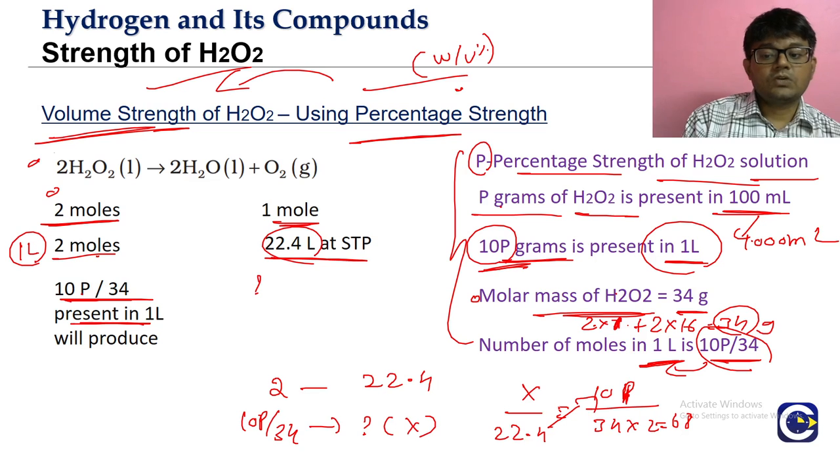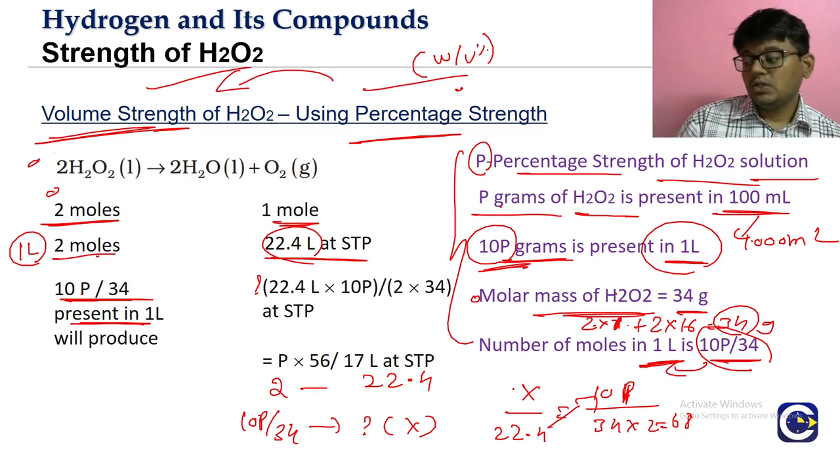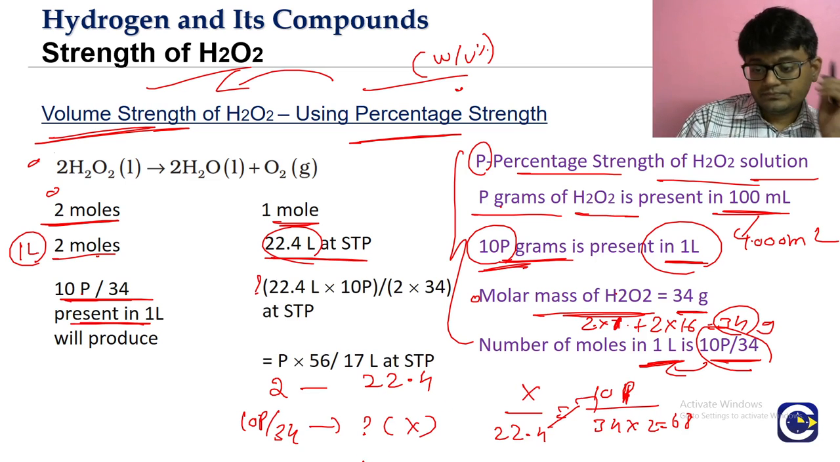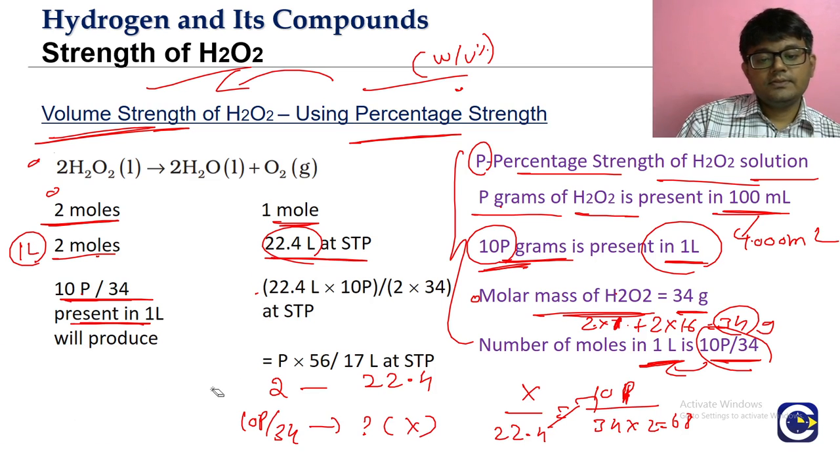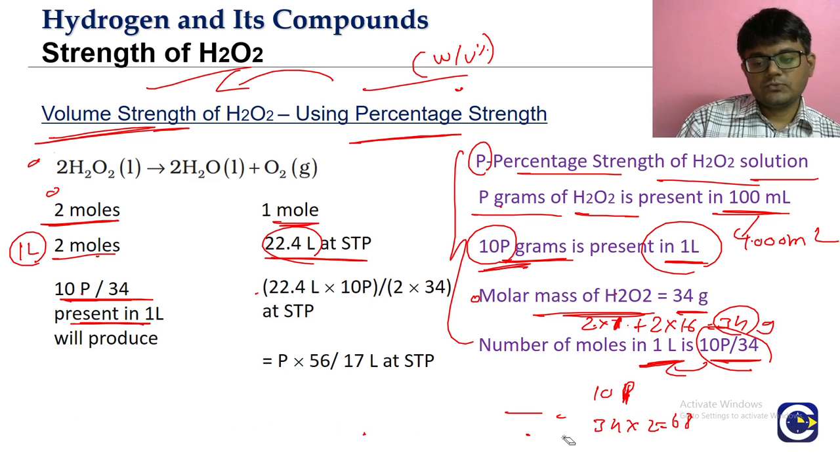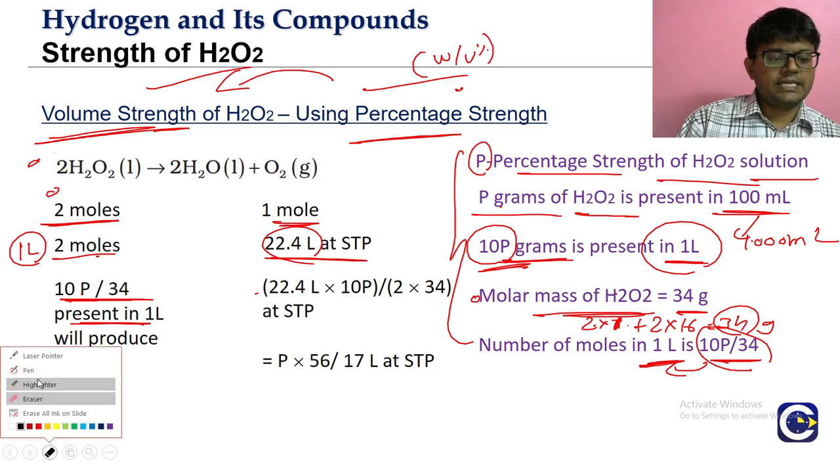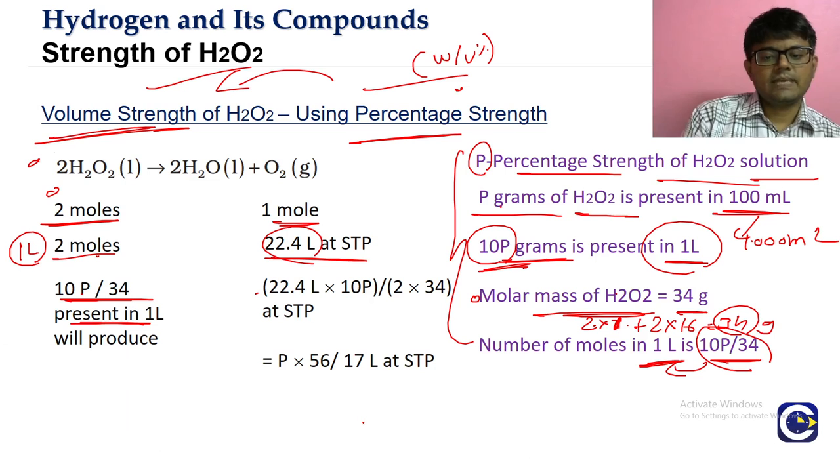We will take the 22.4 to the other side. So look at this guys. What are we going to get? It will be 22.4 into 10 P. In the denominator we will have 2 into 34. Okay, so we are just doing the proportion. Now once we do it, what are we having? Check it. We will do some cancellation. 22.4 into 10 is 224. Denominator is 68.